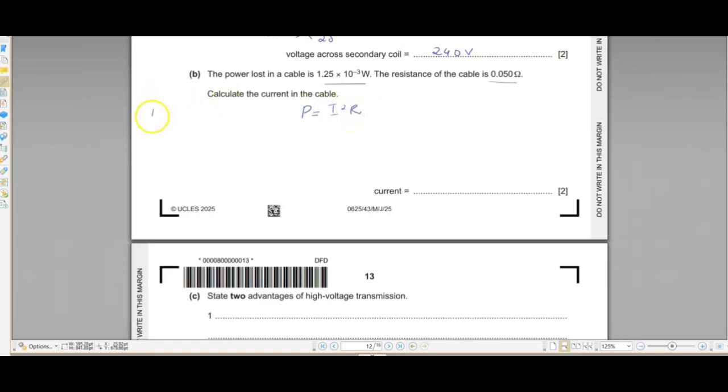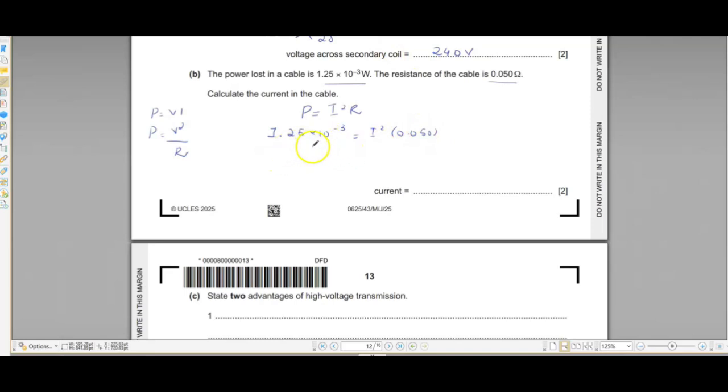Power has other formulas, like power is equal to VI. Power is equal to V squared over R as well. So here we are going to use this. We know that power is 1.25 into 10 raised to the power minus 3. I squared is something we are finding out, and this is 0.050 ohms.